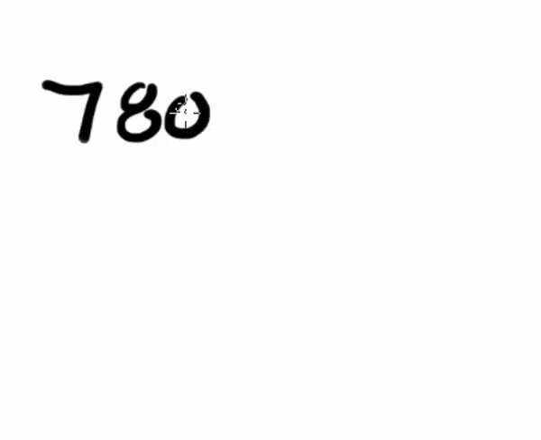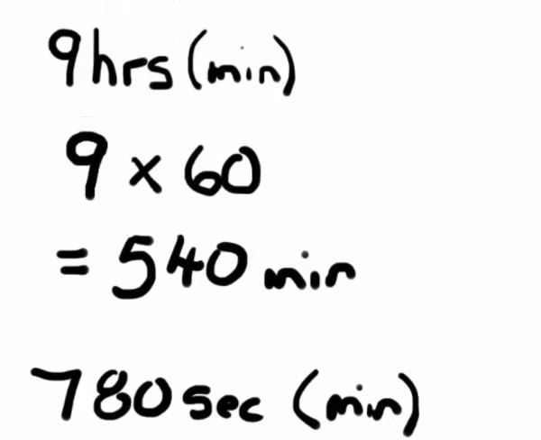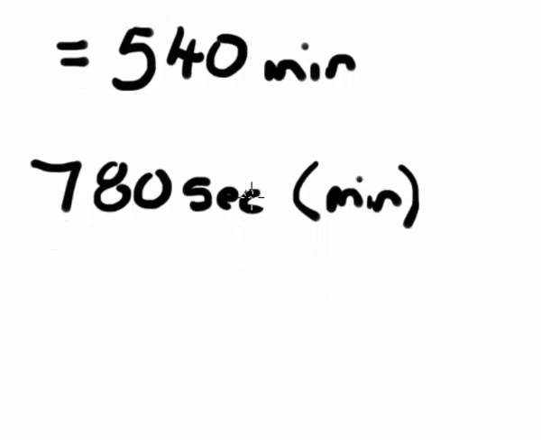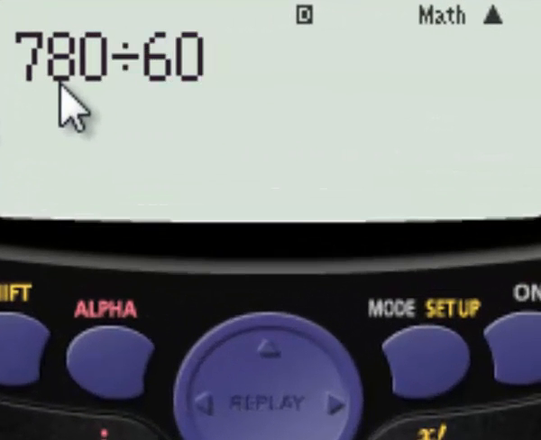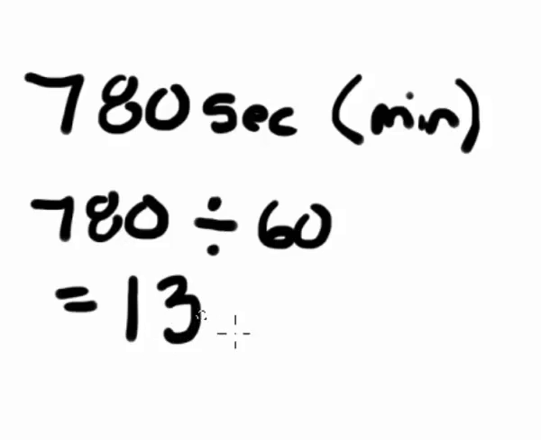Another example we're going to have a look at, let's convert 780 seconds into minutes. Well, in the previous example, we converted hours to minutes. We had to multiply by 60. We're now going from seconds into minutes. Now, there are 60 seconds in 1 minute. So, to convert this, we've got to take 780 and divide it by 60. That gives us 13. So this is going to be 13, and our unit again is minutes.